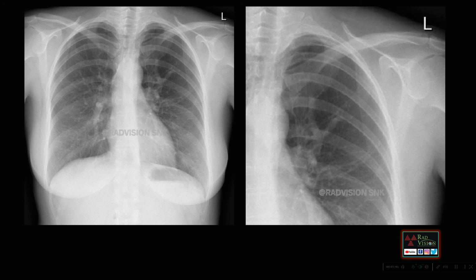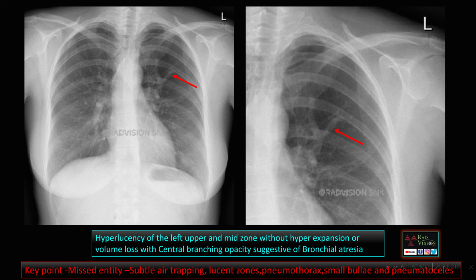Next, this is another case where you can see the right lung field appears normal. In the left lung you can see there is a hyperlucent or lucent zone with tubular branching opacity seen proximal to it. Here also you can see the central tubular branching opacity, and there is a peripheral hyperlucent zone distal to this central tubular branching opacity. So this was a case of bronchial atresia. Clearly you can see hyperlucency of the left upper and mid zone without hyperexpansion or volume loss, with central branching opacity, suggestive of bronchial atresia.